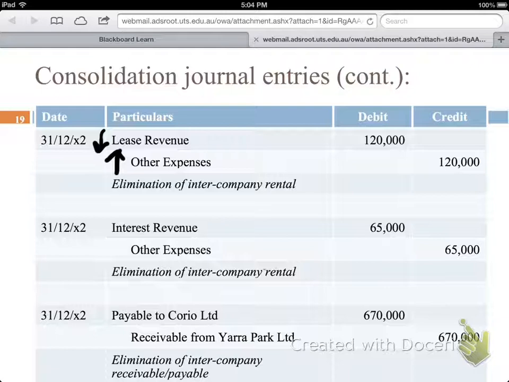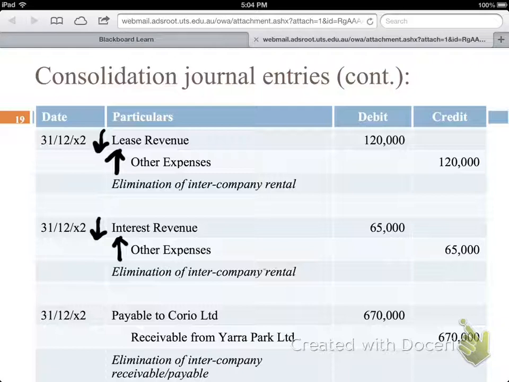Next, interest revenue. You were told that Corio receives interest revenue from Yara. So Corio does credit interest revenue. What we're doing here is a debit to decrease it, to eliminate it. Yara is paying interest expense, so debit interest expense. What we're doing here is credit the interest expense to eliminate it. Okay, $65,000, no adjustment.